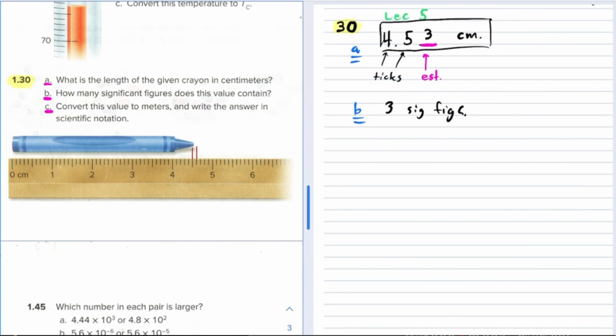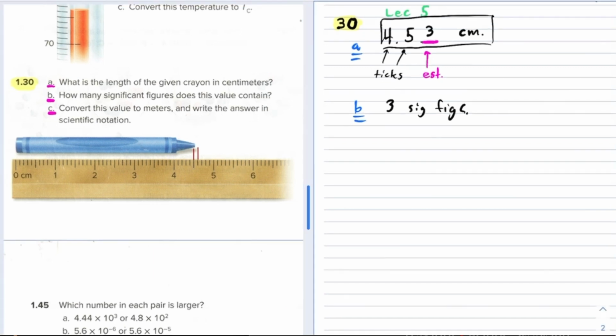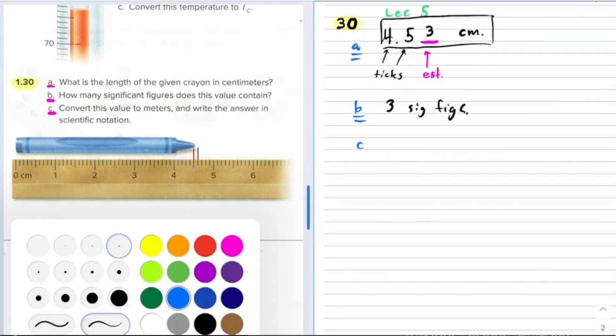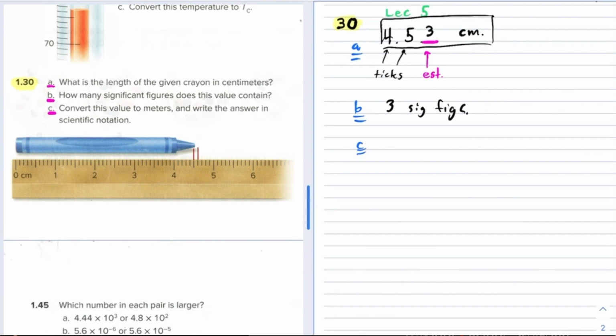Part C asks you to convert this value to meters and write the answer in scientific notation. Okay, to convert centimeters to meters, you need to know the relation between centimeters and meters, and 1 centimeter is the same thing as 100th of a meter, or 0.01 meters. You can find this in the textbook.